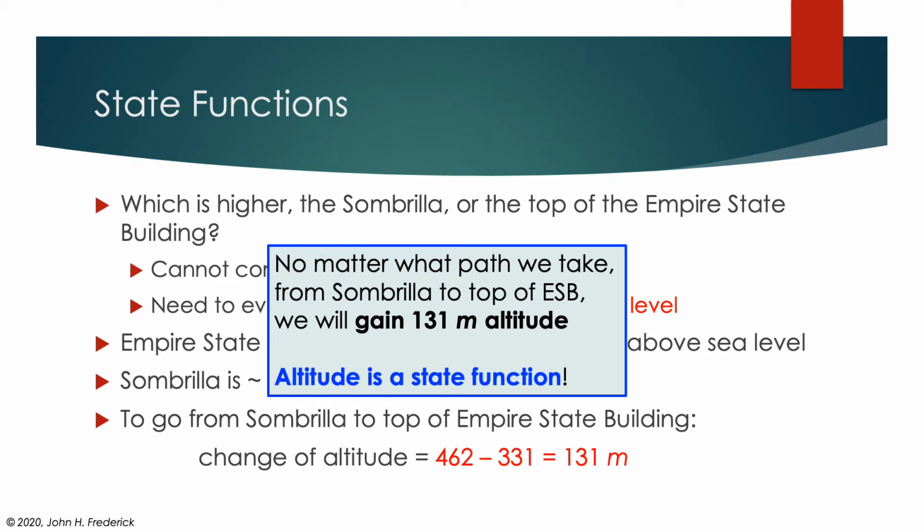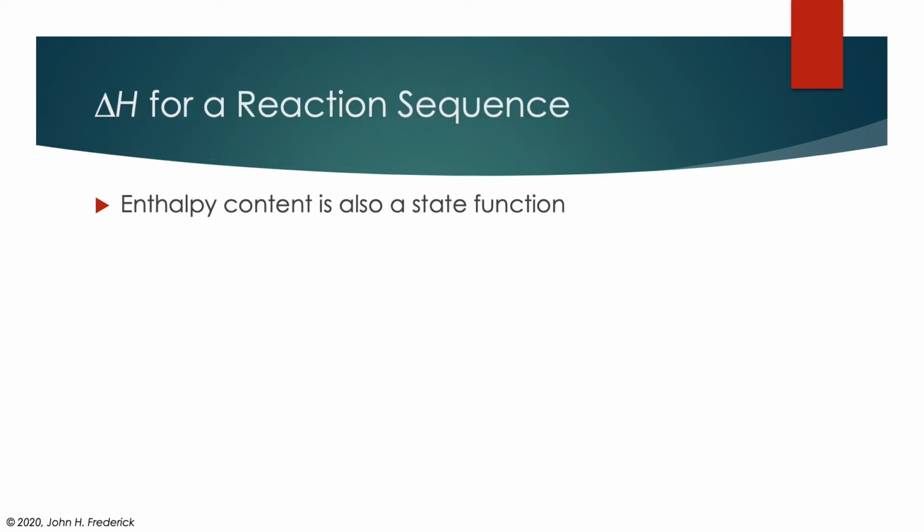And the reason that this is true is because altitude is a state function. It is a function where the change in the state function depends only on where you start and where you end. Doesn't matter what happened in between. You could have gone to the moon and come back and ridden a car across there, gone down to the bottom of the ocean, and then climbed up to the top of the Empire State Building. It still would have been the same net altitude change. All right, well, the good news is that enthalpy is also a state function.